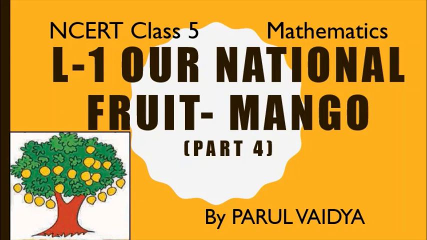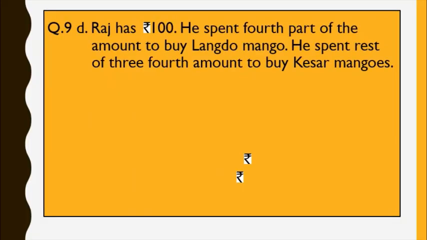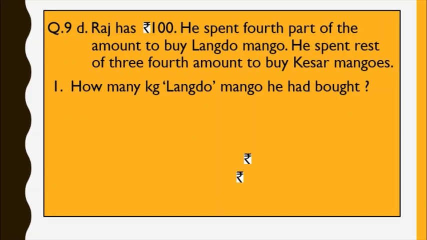Now we will continue our lesson number 1, our national fruit mango. In last video we solved question number 9 A, B, C. Now in this video, we will start with question number 9D. Raj has rupees 100. He spent fourth part of the amount to buy Langdo mango. He spent rest of 3/4 amount to buy Kesar mangoes. First one, how many kg Langdo mango he had bought?